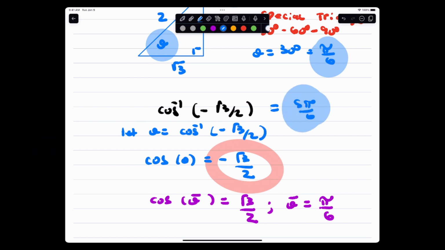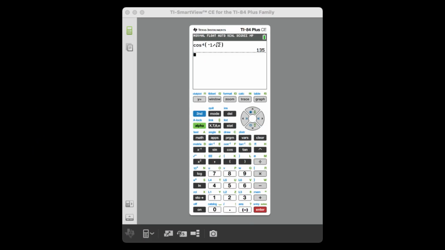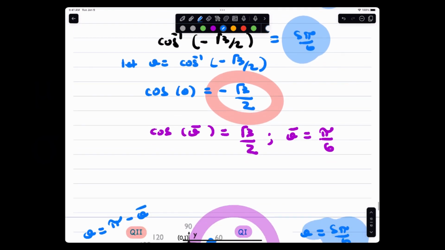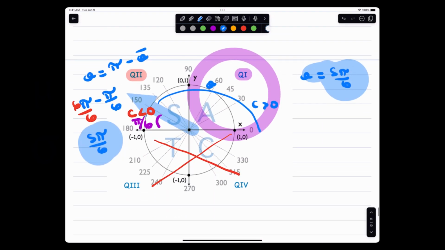So if you even check with your calculator, second inverse cosine negative square root of 3 divided by 2, close that. Ladies and gentlemen, don't we get 150? And that's exactly what we're saying here, because this is 150 degrees. So that picture is worth 1,000 words. This is how you answer those questions.